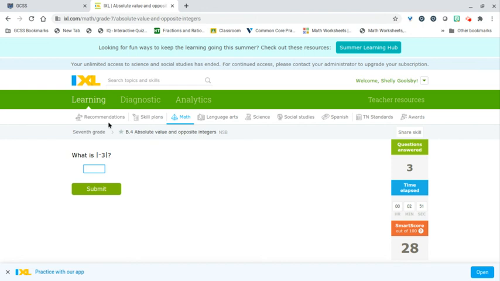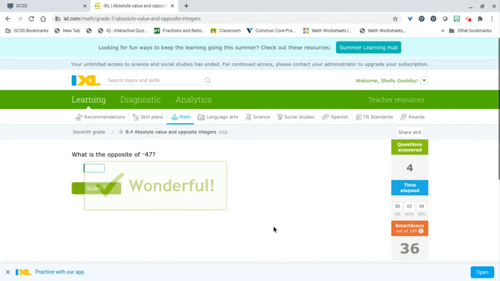All right, the absolute value signs are these lines that look like train tracks. Again, this is saying what is the absolute value of negative 3? That would be 3. What is the opposite of negative 47? That would be positive 47. What is the opposite of 88? The opposite being I need a negative because that was a positive. So negative 88.